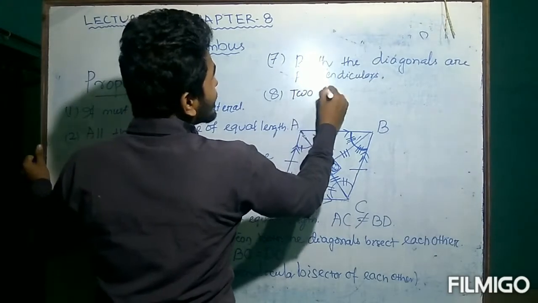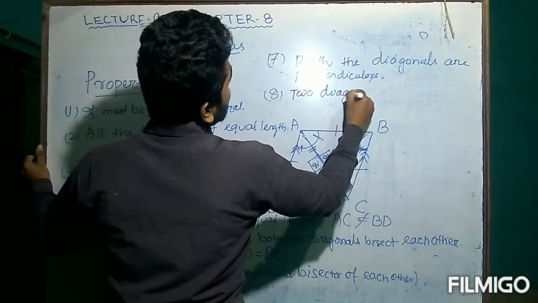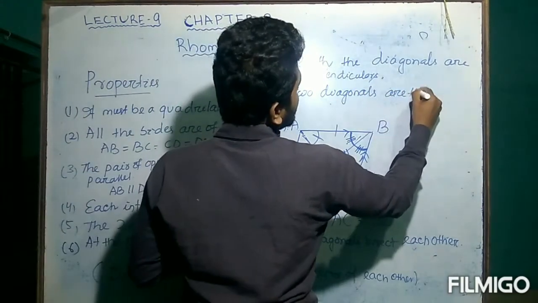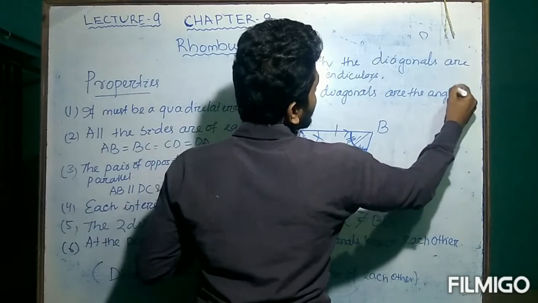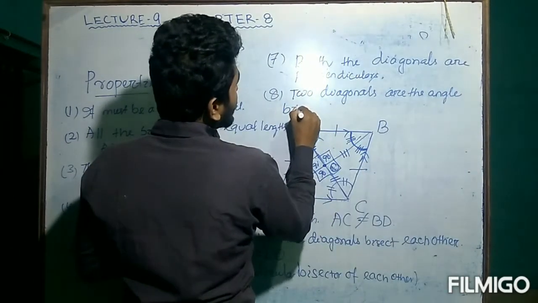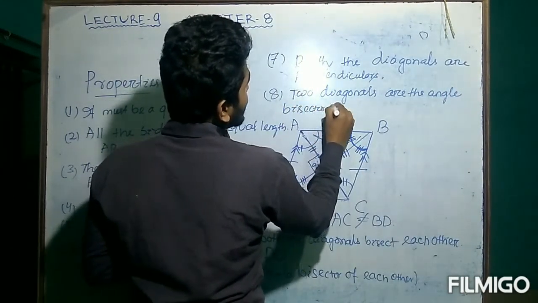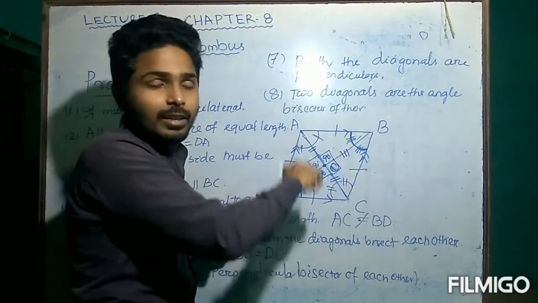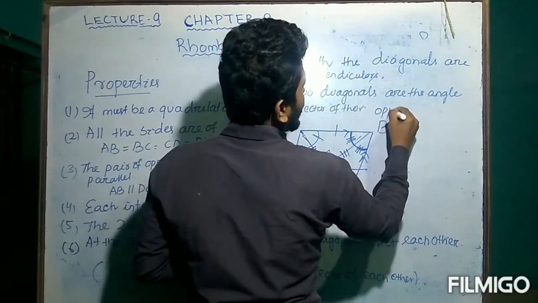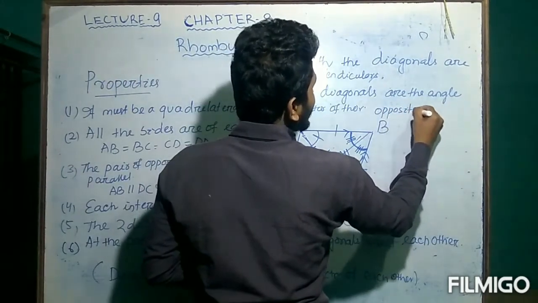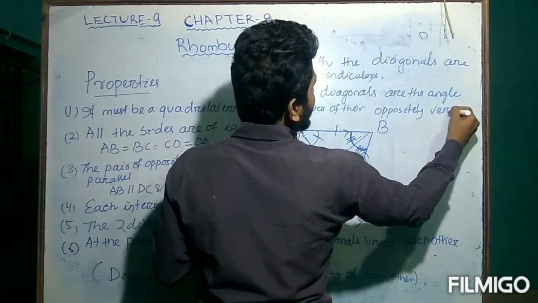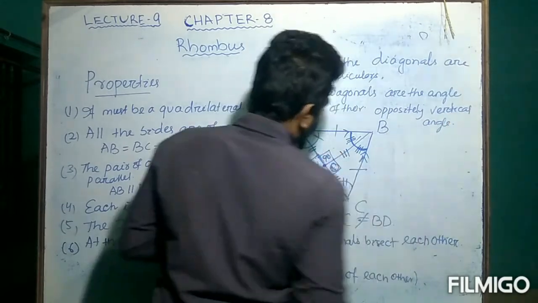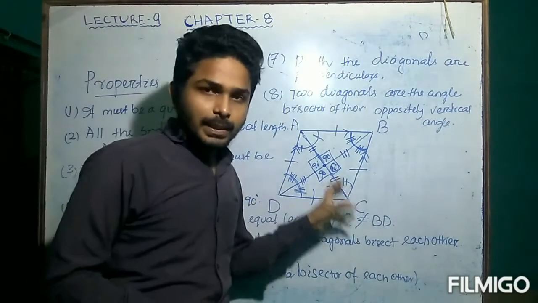Two diagonals are the angle bisectors of their oppositely vertical angles. Okay, now if you want, you can write it mathematically.